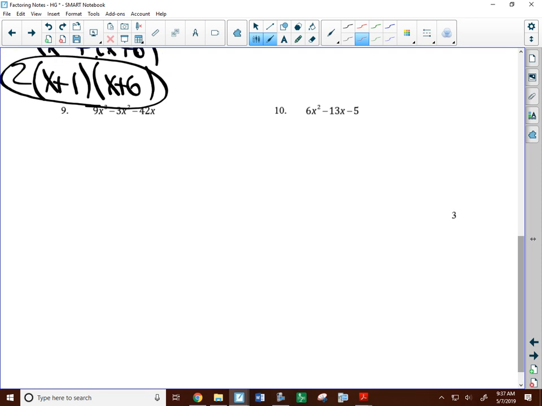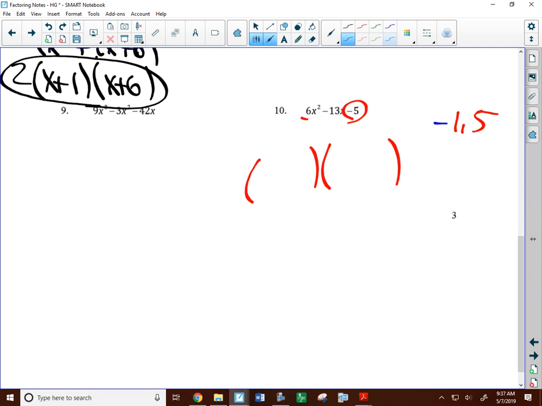Let's do 10. So you said to finish up. Now this one's kind of the reverse of the last one, because a is not 1. But you see how the C value is already good. The two numbers that multiply to get 5 are 1 and 5. That's it. So there's only going to be one choice for the C value. Now, it could be that the negative is with the 1, or the negative is with the 5. That's really the only main thing you've got to think about.